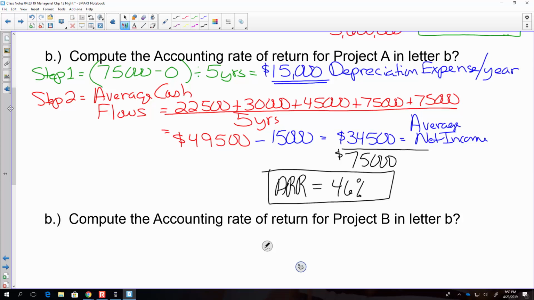What do you think? So step 1, I found out the expense per year. Step 2, I got the average cash flow, and then converted that average cash flow to an average income. That's what this is, average accounting income, 34. And then that's what we divide by our 75 to get the 46%. So for every dollar invested, this company's making 46 cents every year. That's what this is talking about. The profit is 46 cents every year.